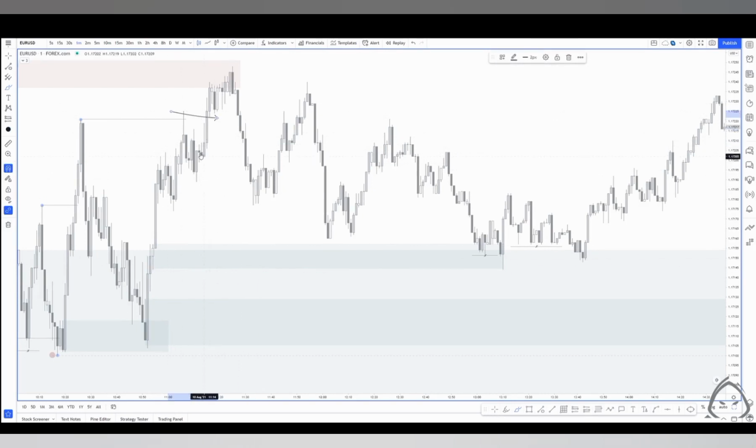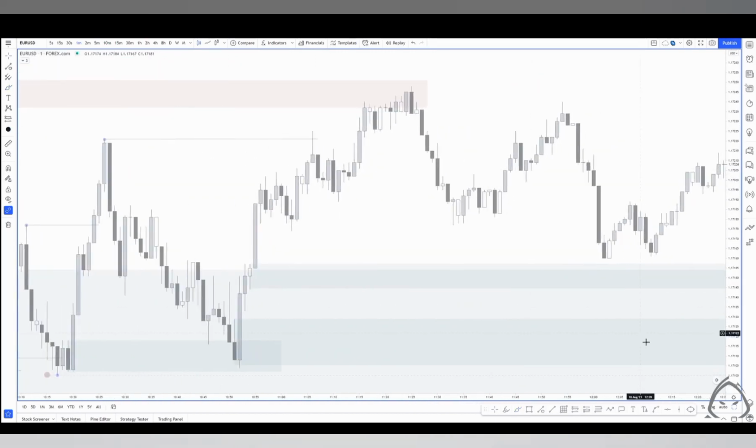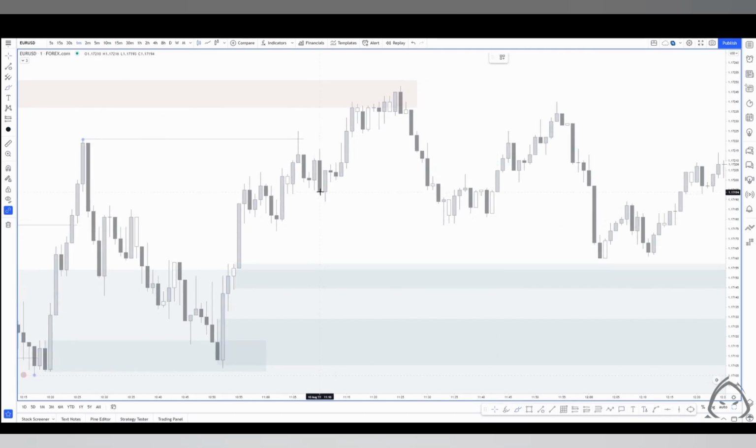Yes, it does break structure. Does it mitigate anything? No. Does it sweep liquidity? No. That's why this area does seem a little bit more high probability. We sweep liquidity, we break structure, we mitigate a previous demand zone. And that's why, if we just zoom in and look to the right of this wick, that's why we do get a small reaction, but then eventual fail in price action.